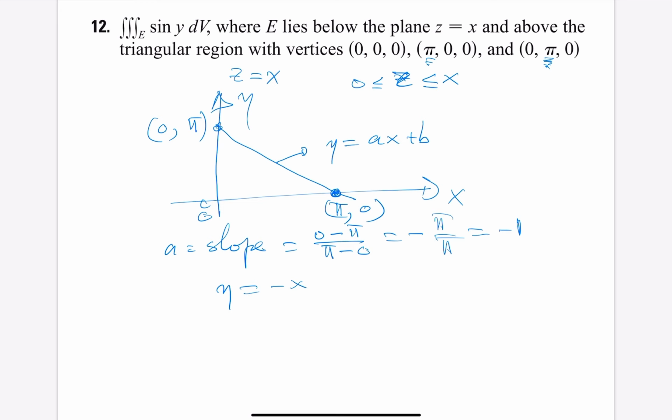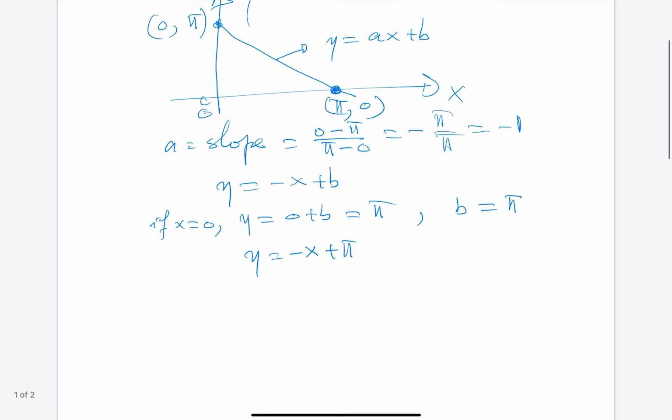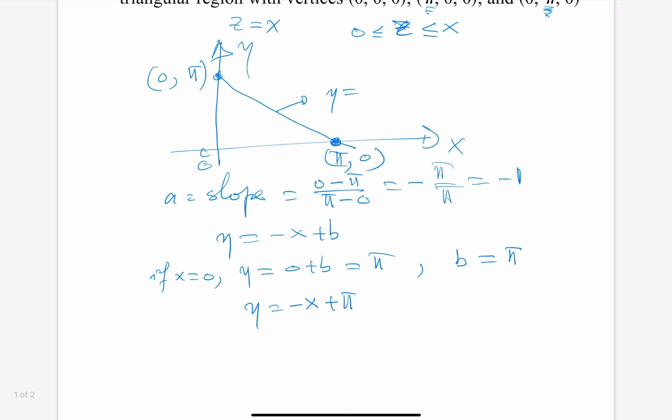Y is negative x plus b. Now if x equals 0, you have y equal 0 plus b, which is pi, because if x equals 0, we have y equal pi, and then b equal pi. So the equation looks like negative x plus pi, okay? That's the equation we were trying to find. So now we can replace a and b by these values. We have negative x plus pi.